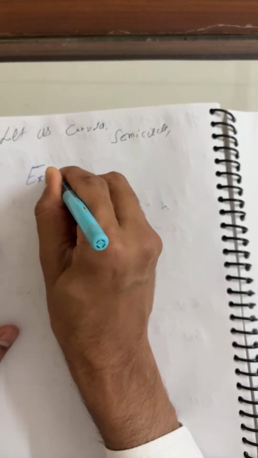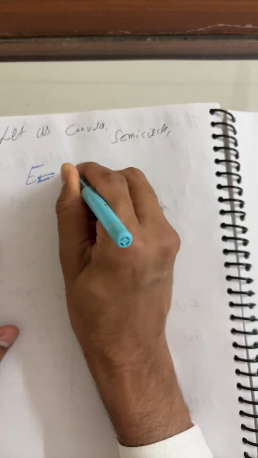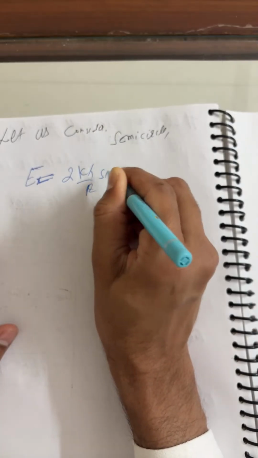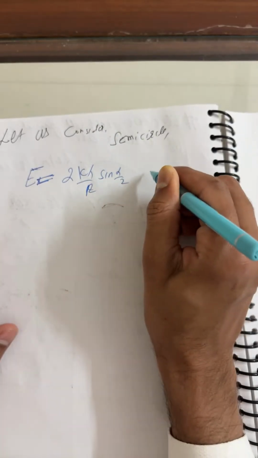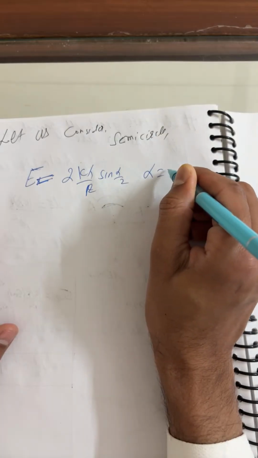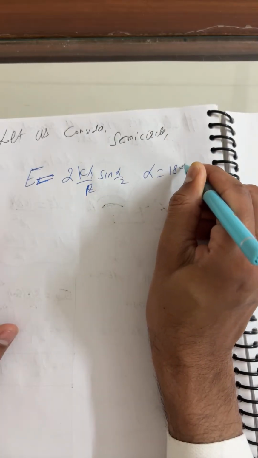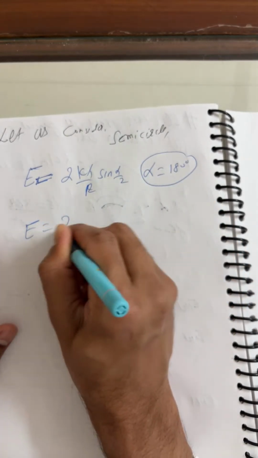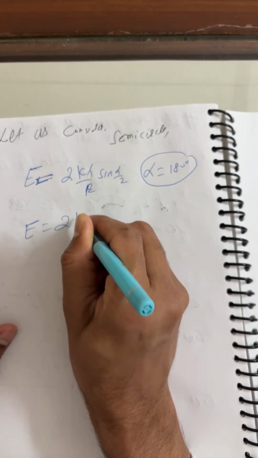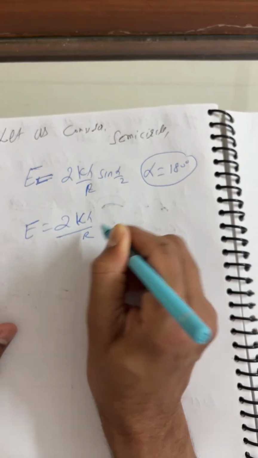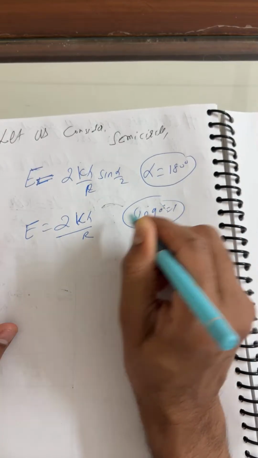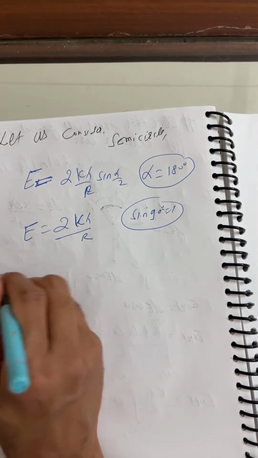What is the electric field we got? Finally, the formula: 2 K lambda by R times sine alpha by 2. For a semicircle, alpha is 180 degrees. Putting it in, we get 2K lambda by R times sine 90, which is 1.